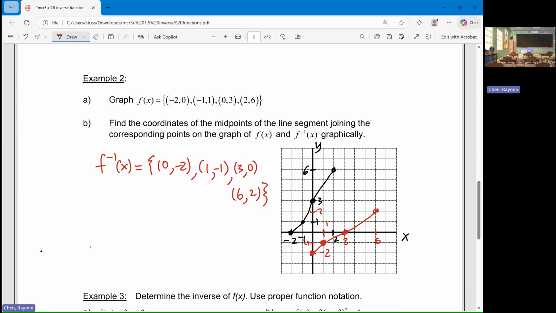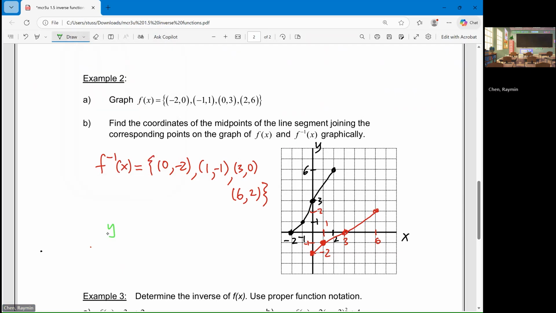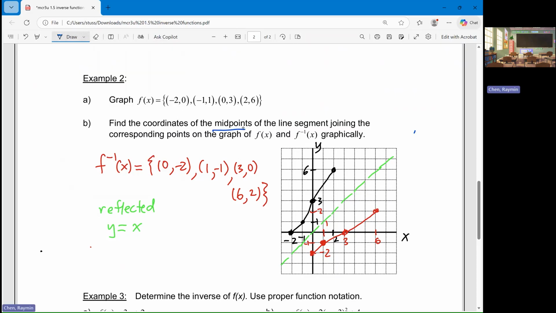And it doesn't seem obvious, but I think some of you might remember from the earlier video. I'm going to draw y equals x. All inverses are reflected across this line. Where is y equals x? It happens to be this line that I'm drawing carefully. So really what this question is actually exploring, find the coordinates of the midpoints of the line segments if you were to connect them by joining the corresponding points.